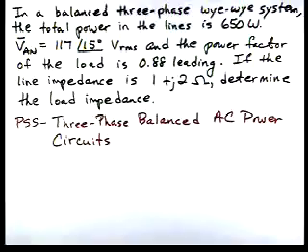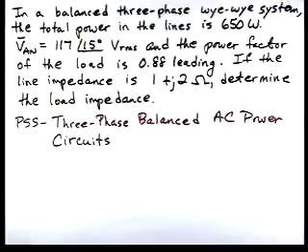In this problem, we have a balanced three-phase YY system. The total power dissipated in the lines is 650 watts. V_AN, which is the voltage at the load, is 117 at an angle of 15 degrees volts RMS, and the power factor of the load is 0.88 leading. If the line impedance is 1 plus j2 ohms, determine the load impedance.